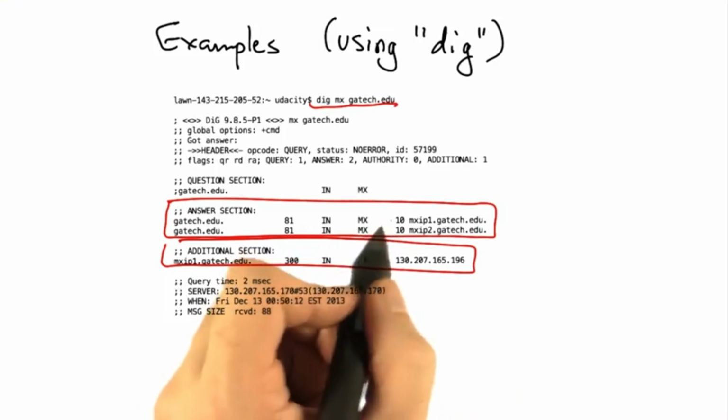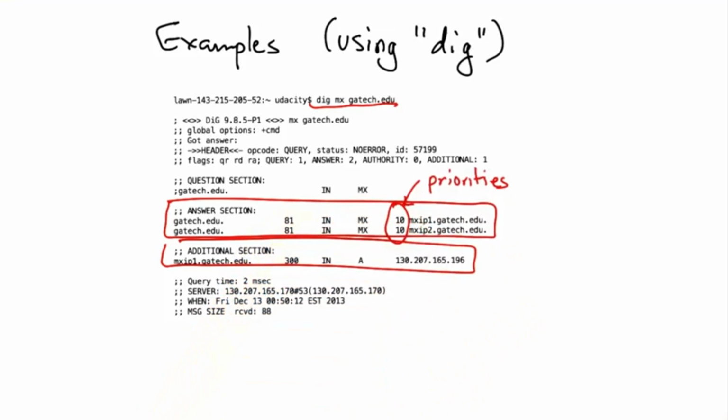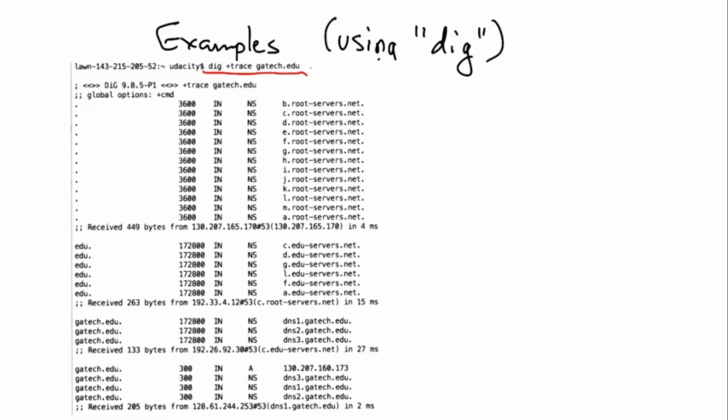In addition to the TTL, we also have some metrics that indicate priorities that would allow a system administrator to configure a primary and a backup mail server. In this case, the mail servers just happen to have the same priority level. Let's put everything together now by looking at a trace of an entire lookup.